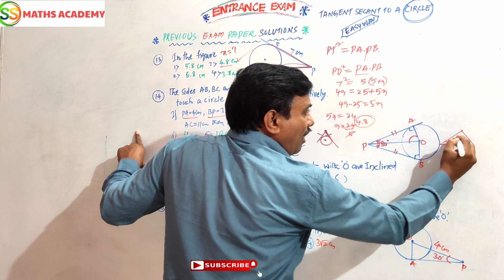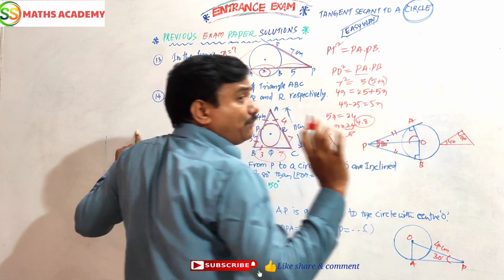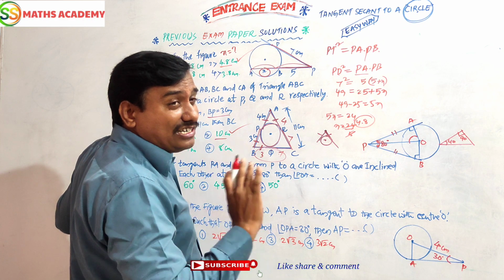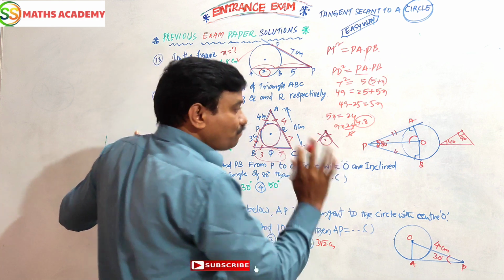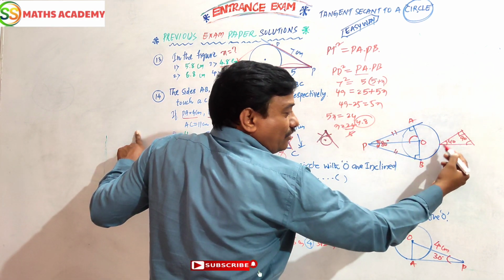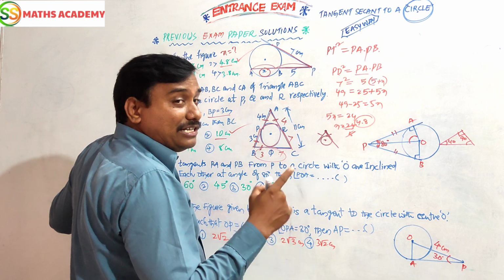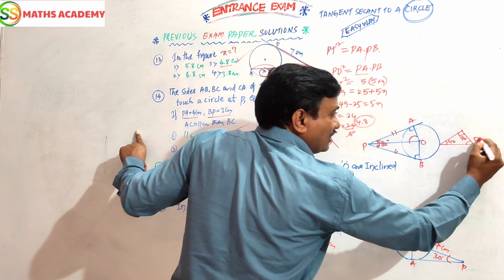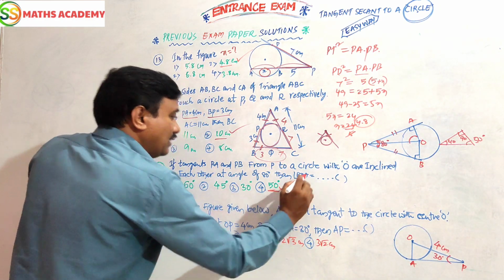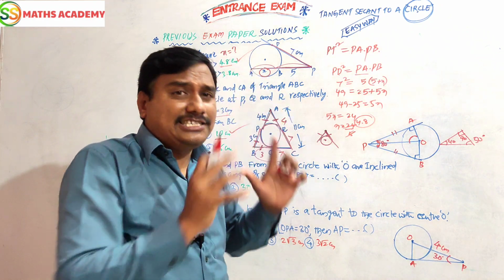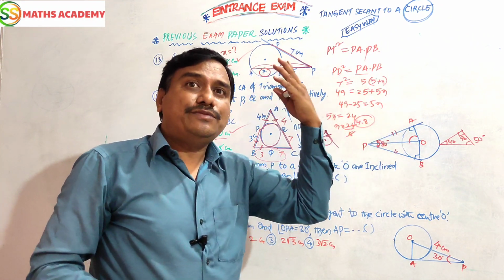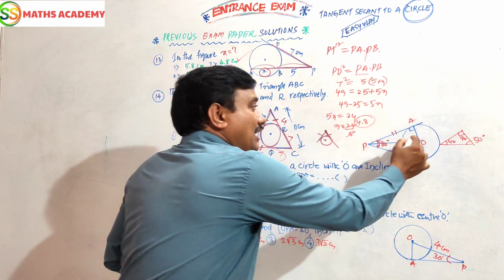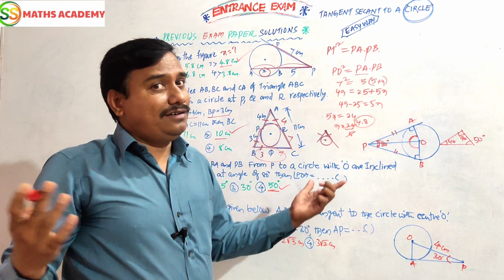Means this is 40. Always the angle between radius and tangent through the point of contact is 90 degree. This is 90. Total is 180, so how much? 90 plus 40 is 130. 180 minus 130 is 50. So the answer is 50. How easy, without pen and paper, just logical. 40, 90, 130 plus 50, 180. So the answer is 50, POA is 50. Sometimes they ask AOB: 50 plus 50, 100.